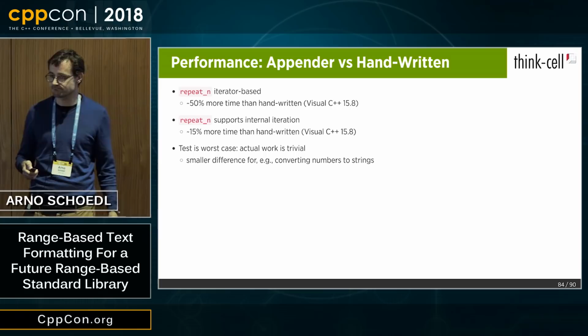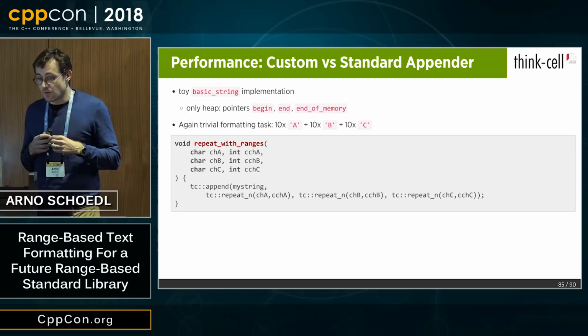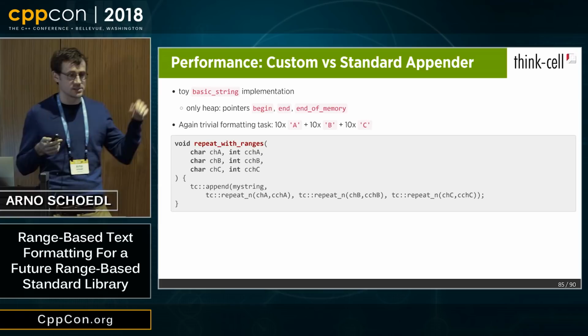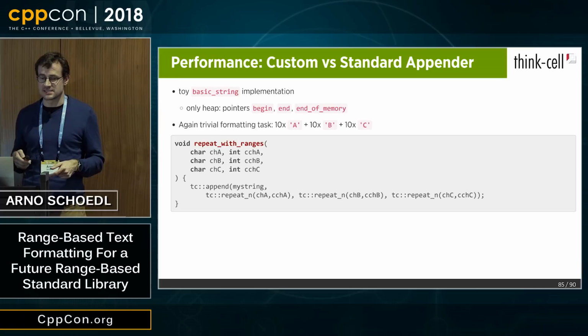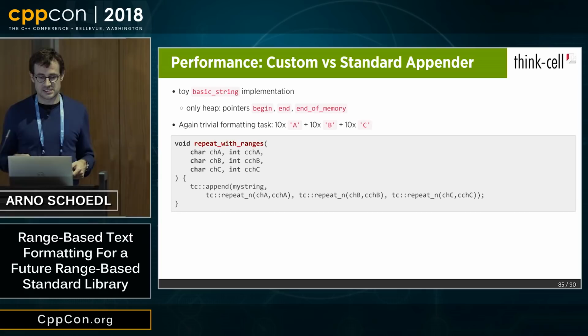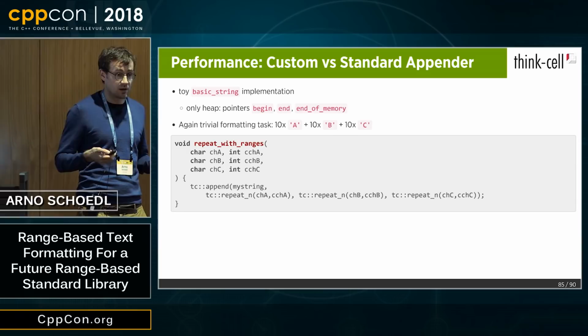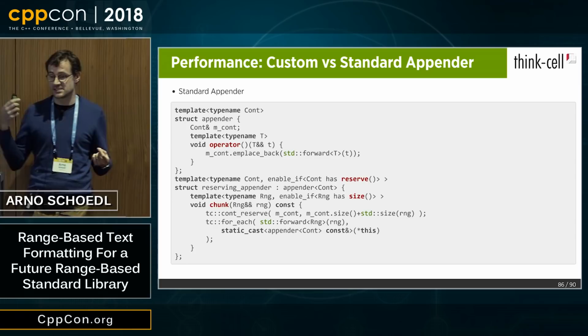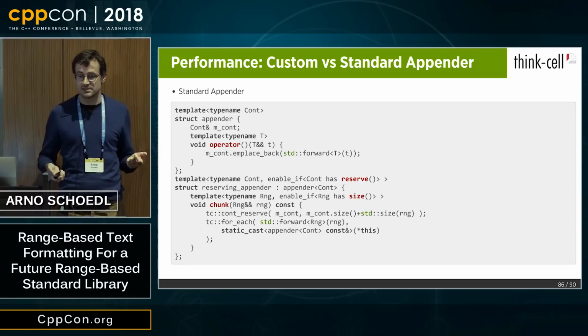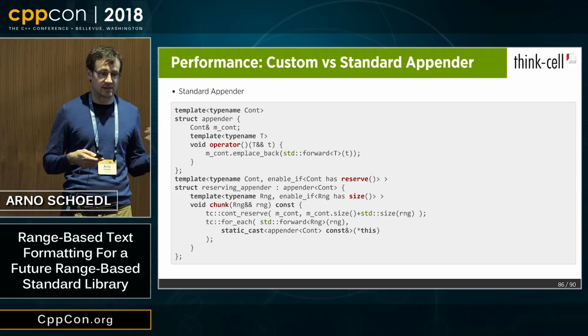I did another test, which is I built a toy basic string implementation. It just has three pointers: begin, end, and the end of capacity. And again, I write the trivial formatting task: 10 times A, 10 times B, 10 times C. For the first try, the basic string appender is going to be our standard appender, so in the operator parentheses it does n place back, and it has the reserving appender that does the reserve. So in this case, I'm actually including the time for the memory allocation.